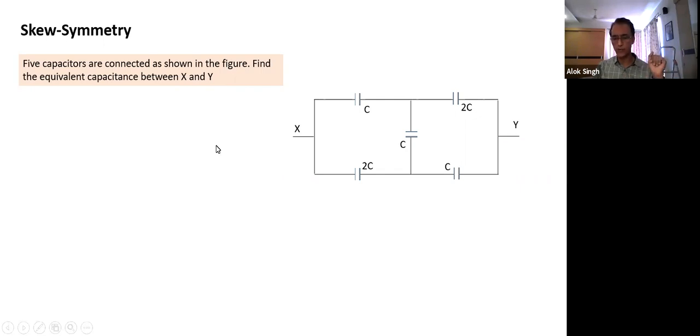We can start from the very basic approach. The only thing I noticed is that there's some kind of symmetry, but it's kind of skewed. When we connect the positive terminal to X, this capacitor C has a particular position in the system. Let's say this gets a charge Q1.